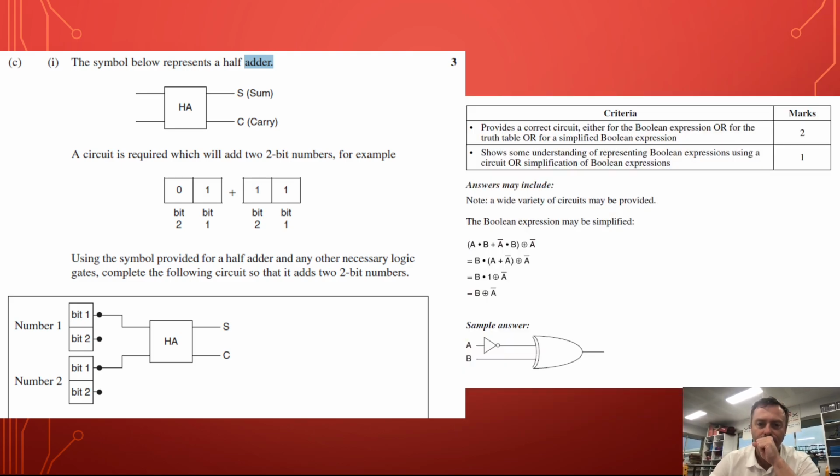There we go. So you've got number 1, number 2, and then you could also use a B exclusive OR with NOT A if you simplified that all the way down. So that's what the circuit did.